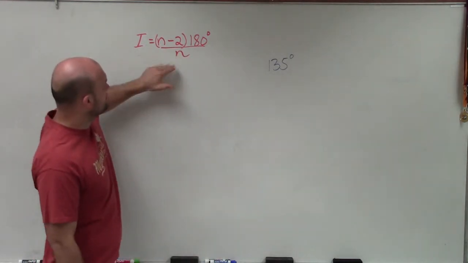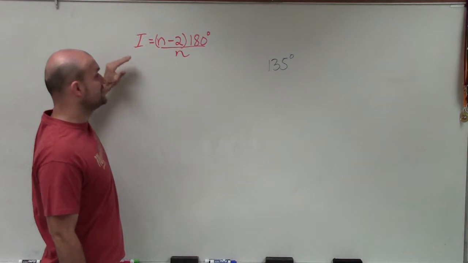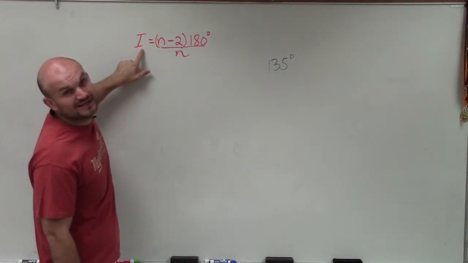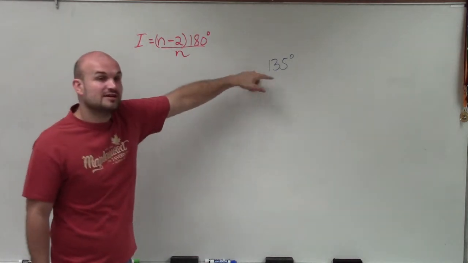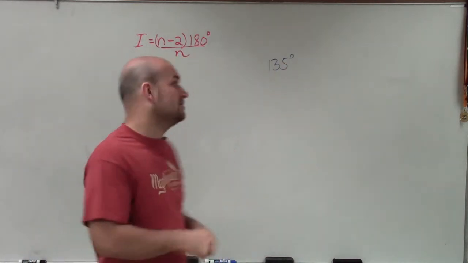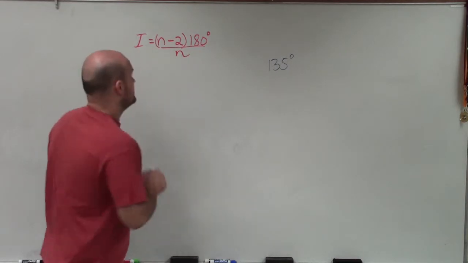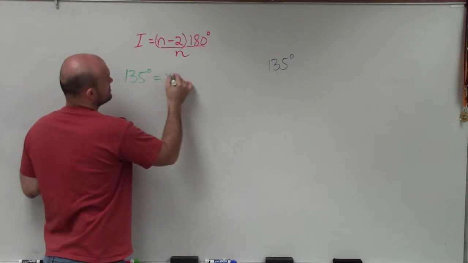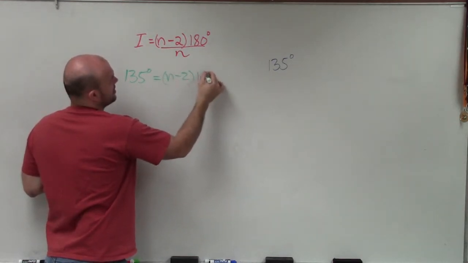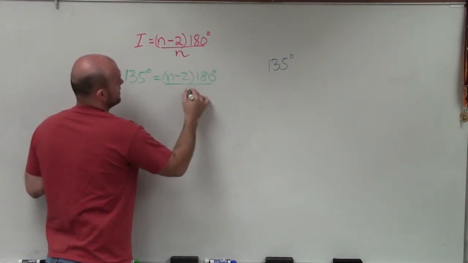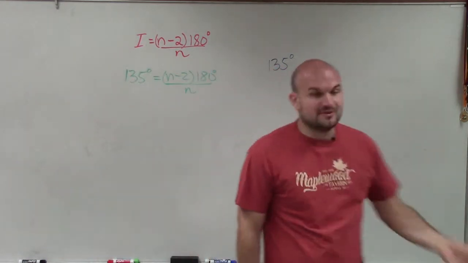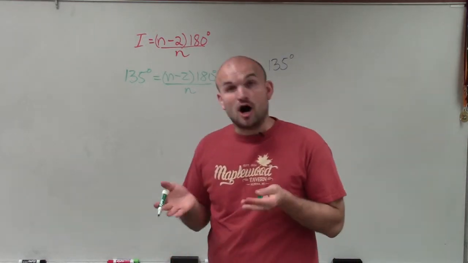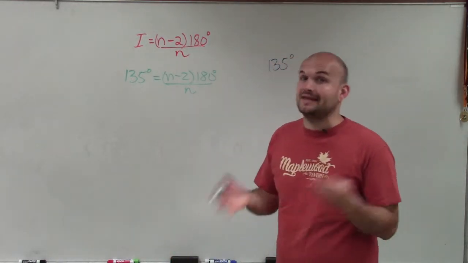So what we have here is the formula to find the measure of an interior angle when we're given the sides, where n represents the sides and I represents the measure of an interior angle. 135 degrees represents the measure of one interior angle, and we want to solve for n. So I'm going to write 135 degrees for I, equals n minus 2 times 180 degrees divided by n. There are a couple of ways we can go about this, but we need to solve for n, meaning we need to get n off of the denominator and on the same side.